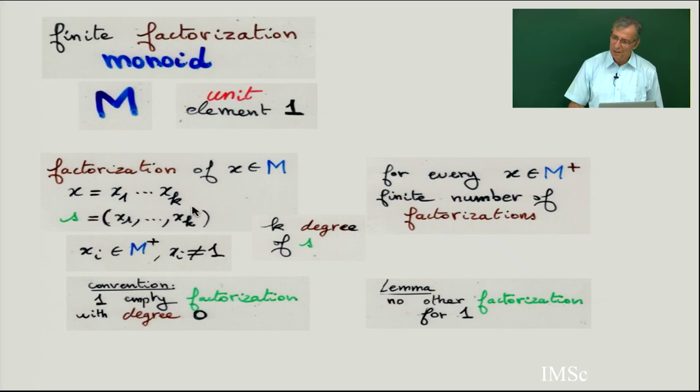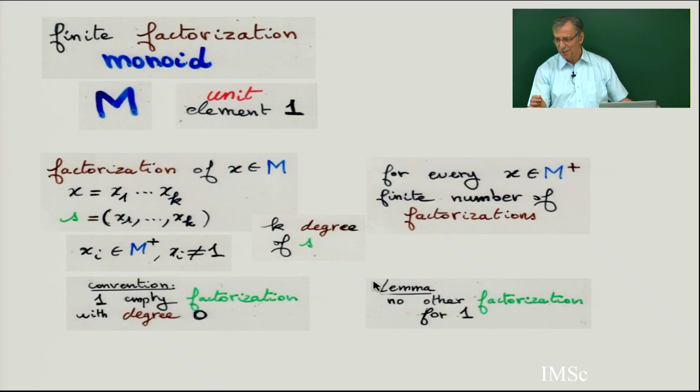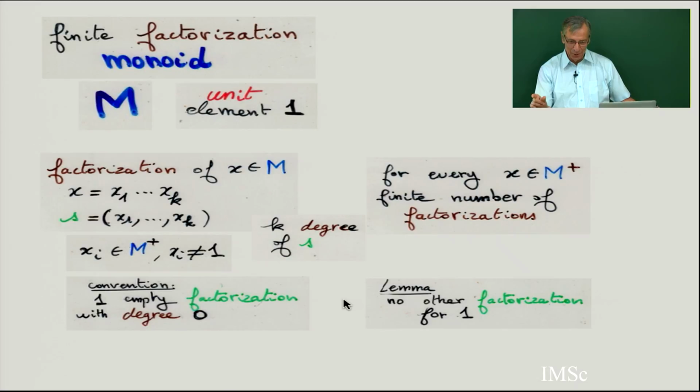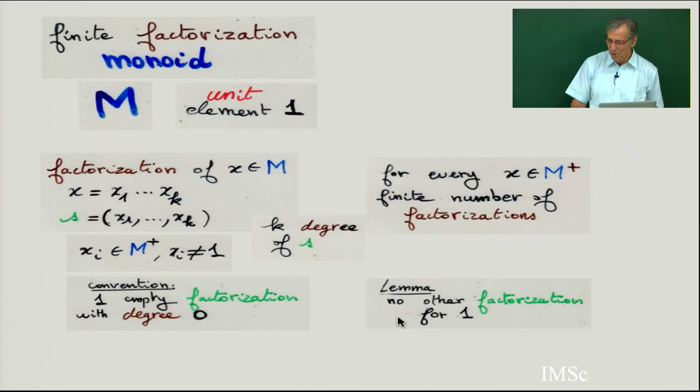So very, very easy exercise. There is no other factorization for 1. 1 cannot be factorized as x1 multiply x2. Exercise, easy, very easy. Because if you have 1 equal x1, x2, then 1 equal x1, x2 to the square, equal x1, x2 to the cube, etc. So you can repeat, and you find an infinite number of factorization of 1. So 1 has no other factorization than the empty factorization.